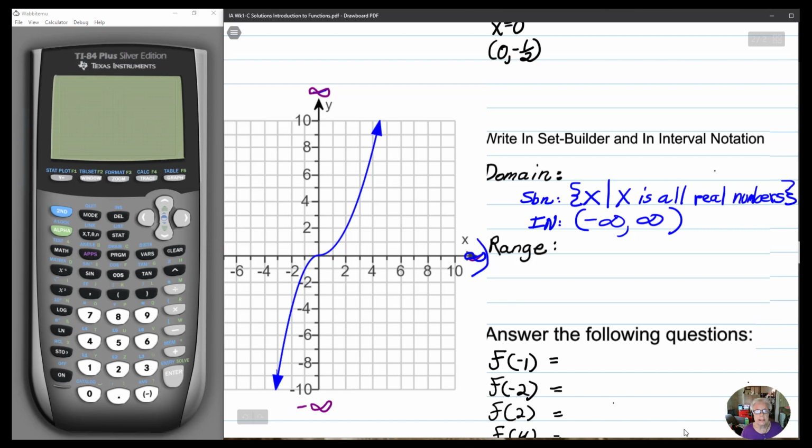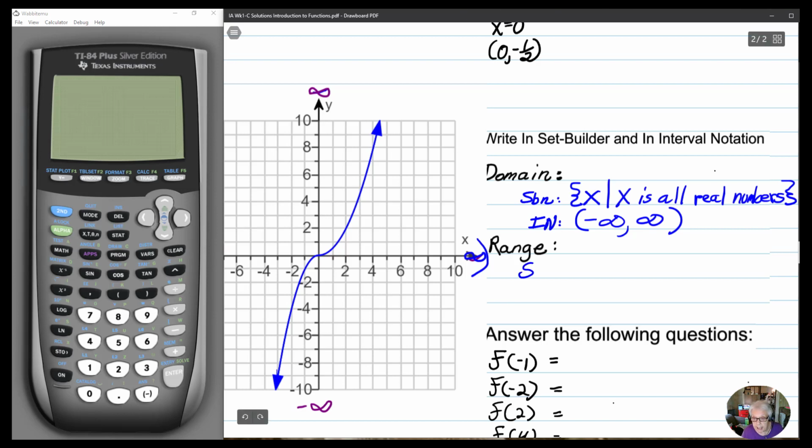The real number system is the name of our number system. So all real numbers means all the numbers on the x-axis or all of the numbers in the real number system. They're the same thing. The range, well, look at this. This is easy to see. This graph goes up forever and down forever.